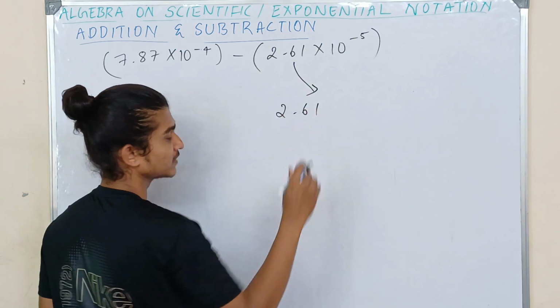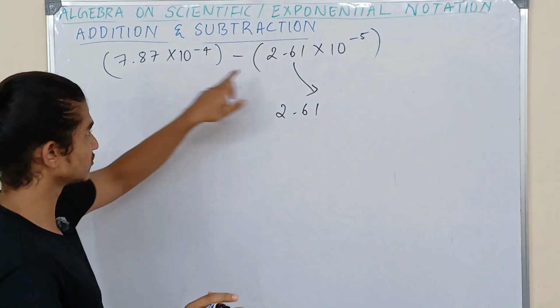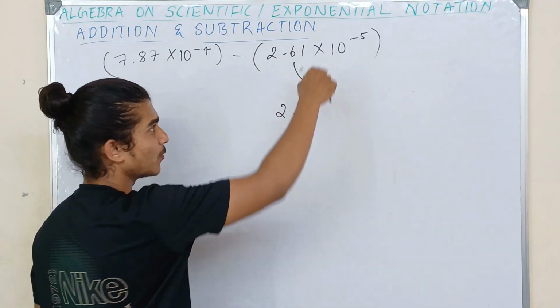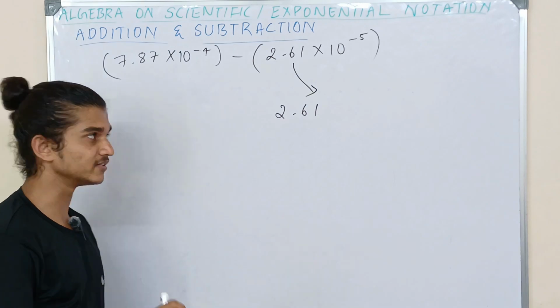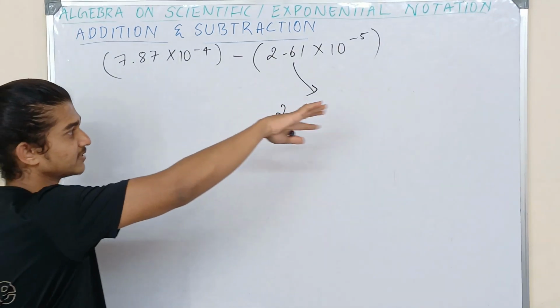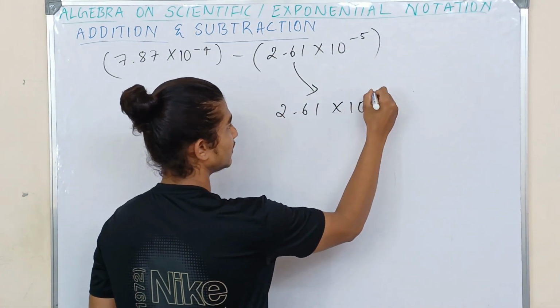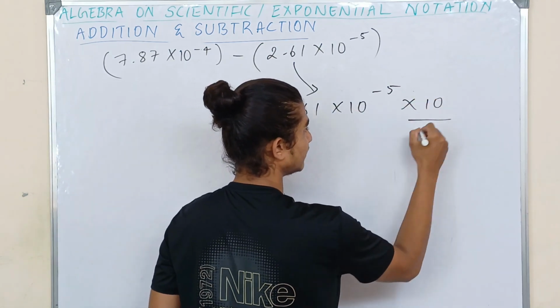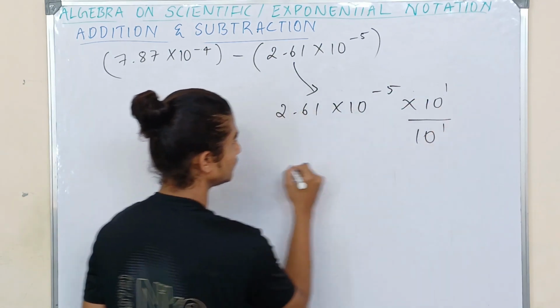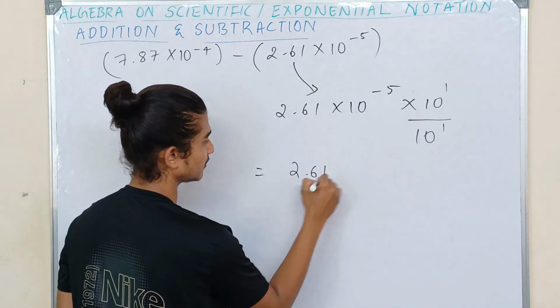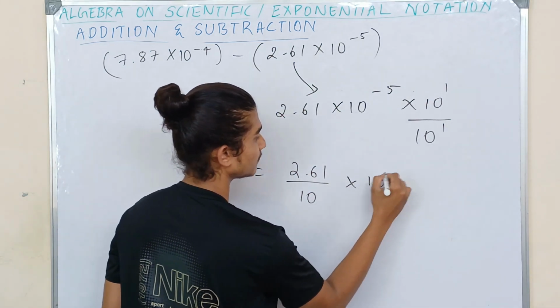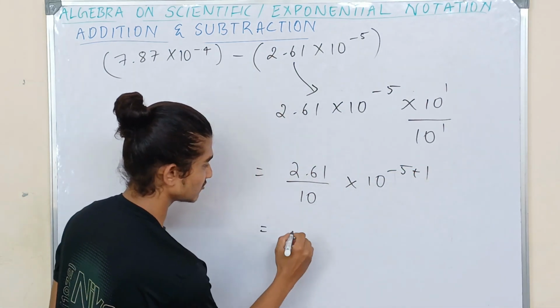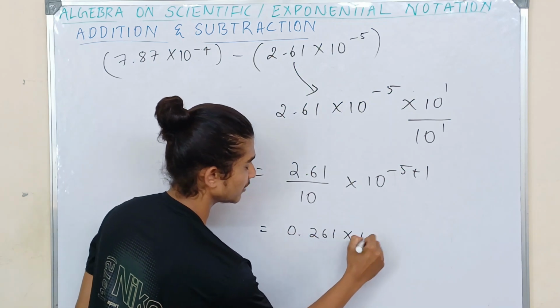So 2.61. It's actually your choice. You can either take this or this according to your needs. Now since modifying this seems to be easier than this, I'm going to take this and modify this. So 10 power minus 5. I'm going to multiply and divide it by 10. So as you know, 10 power 1, 10 power 1. As you simplify this, 10 power 1 by 10 and 10 power minus 5 plus 1. So my answer will be 0.261 into 10 power minus 4.